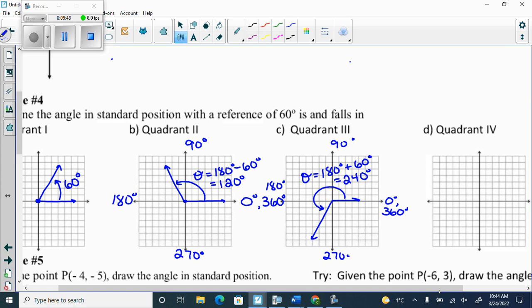Okay, quadrant 4. If I draw the 60 still from the x-axis, so it's 60 from the x-axis, here's my initial. How do I get the angle? 360 minus 60, and I get 300. Then we're going back to example 3.